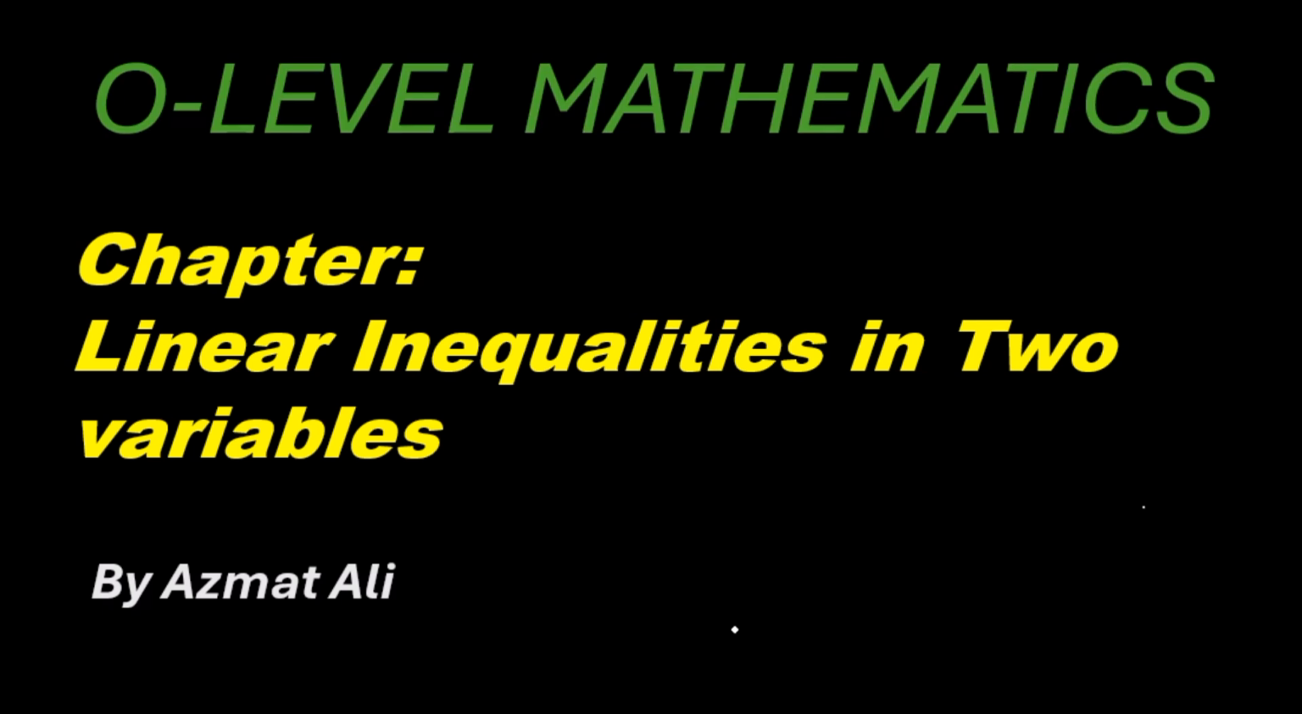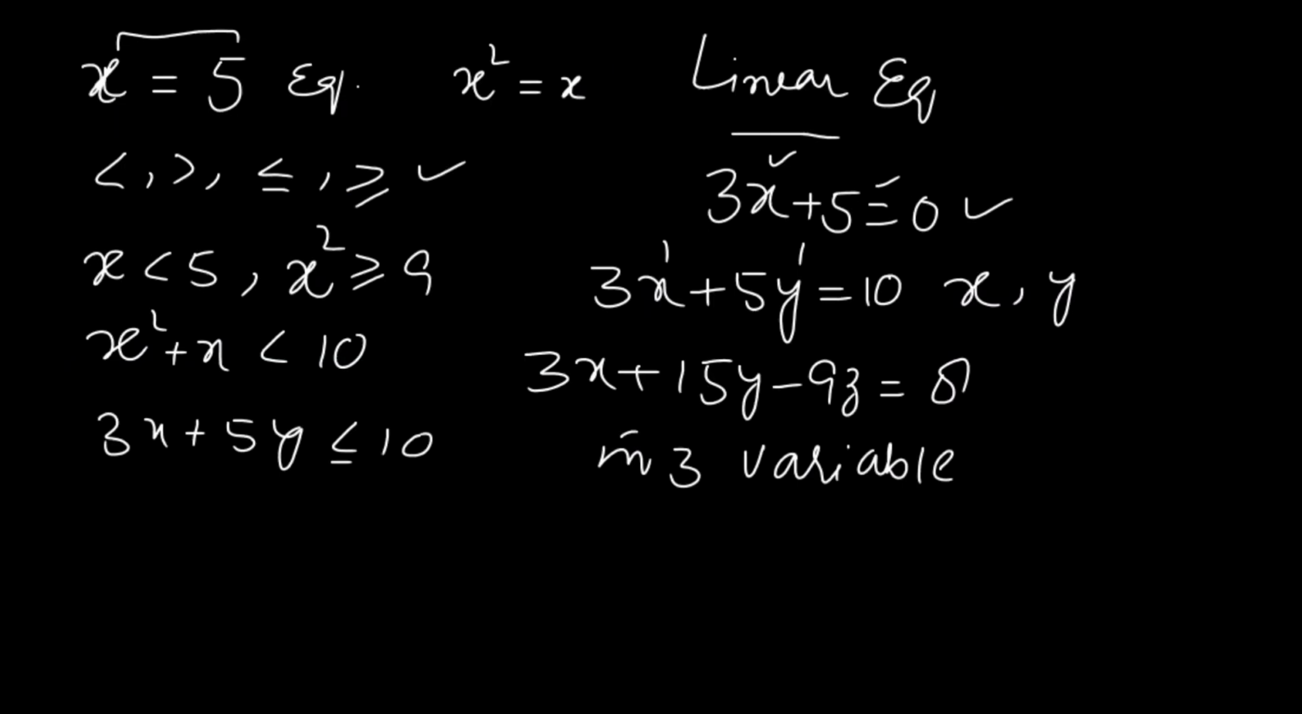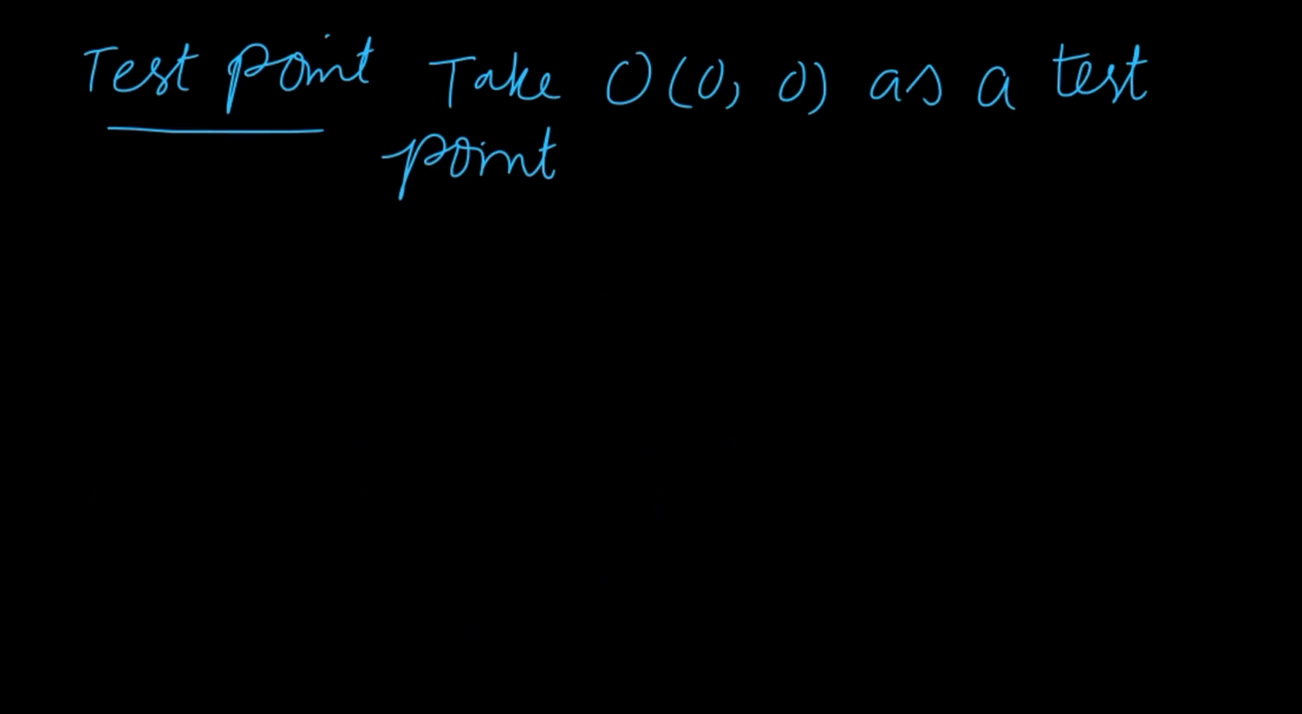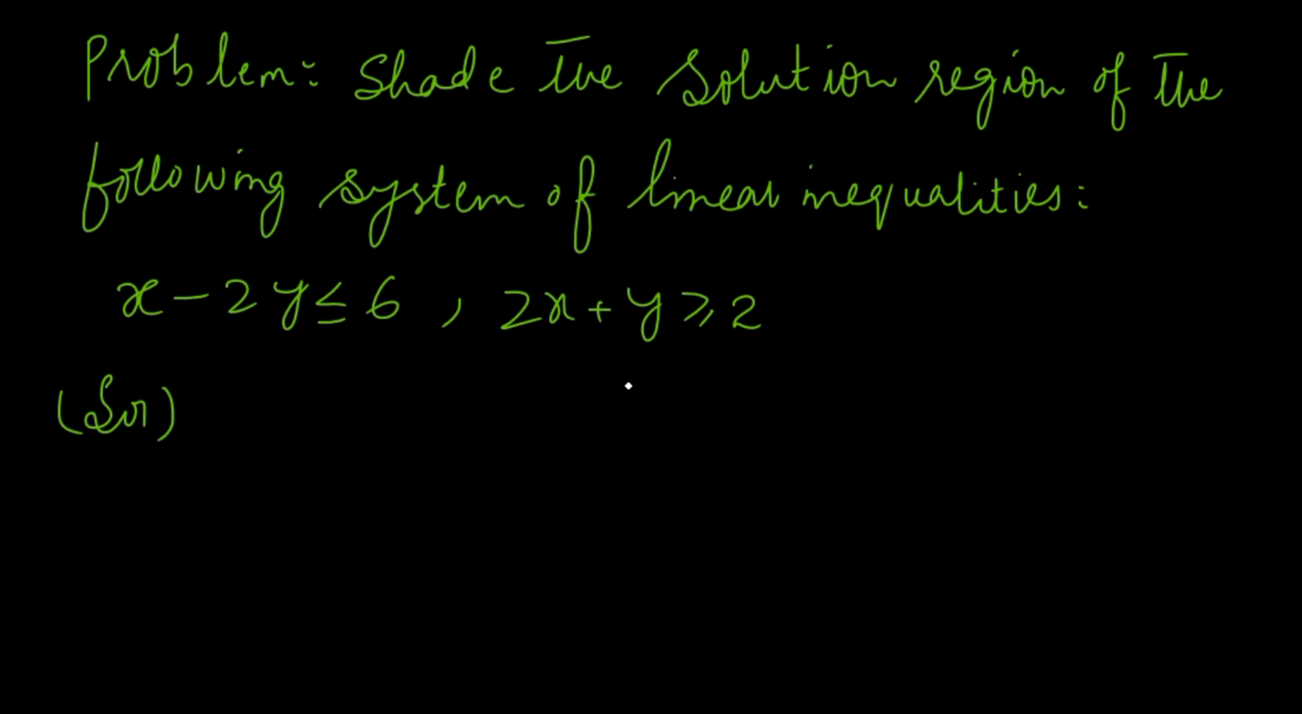Our discussion continues on linear inequalities in two variables. In the last lecture, we discussed some basic concepts and definitions related to linear inequalities. In that lecture, we also discussed how to shade the given linear inequality. In today's lecture, we are going to discuss how to find or shade the solution region when we have a system of linear inequalities.